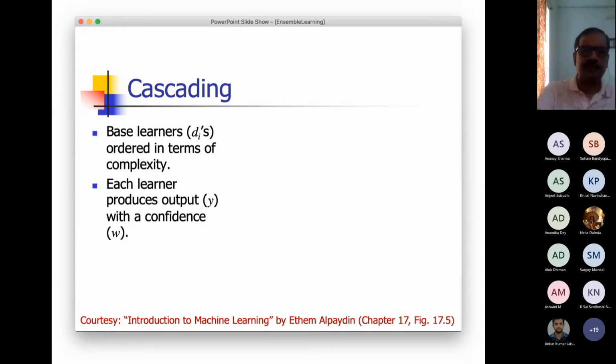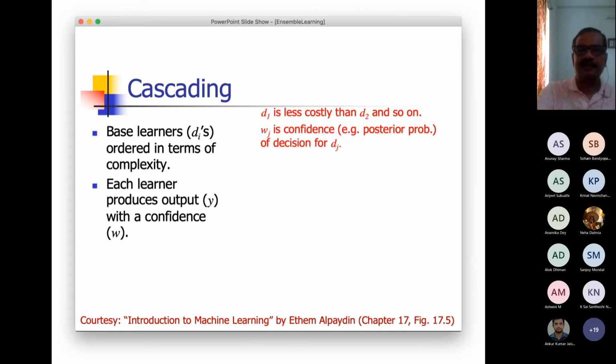Each learner produces an output with a confidence, and as you can see, D1 is less costly than D2 and so on. That is what is meant by complexity. When you produce an output Y, you also give a confidence. So WJ is the confidence of decision for DJ, for example, where DJ is the Jth expert or Jth model.